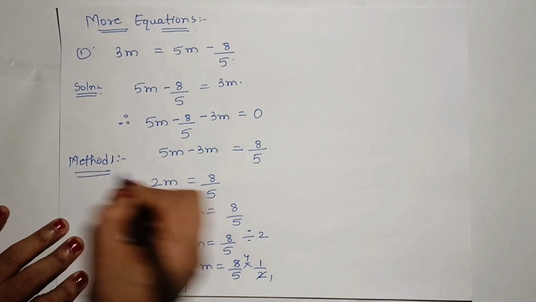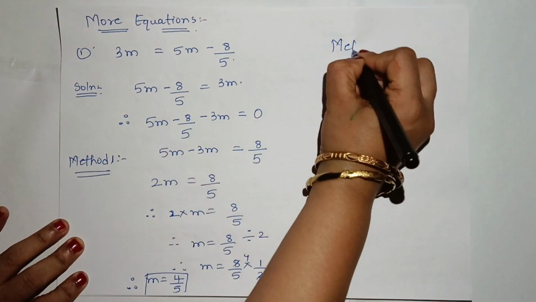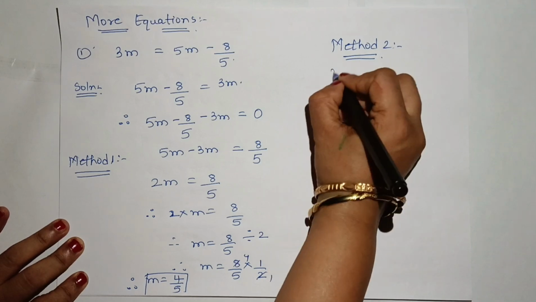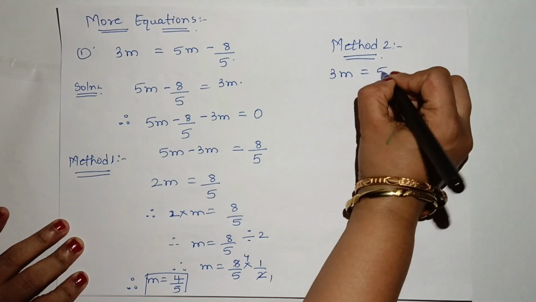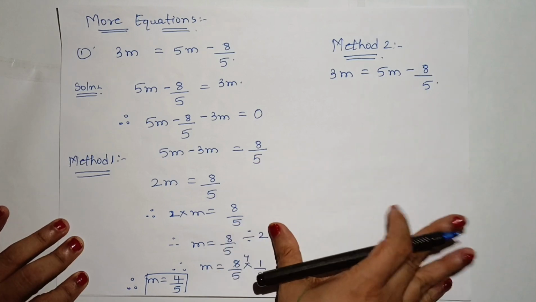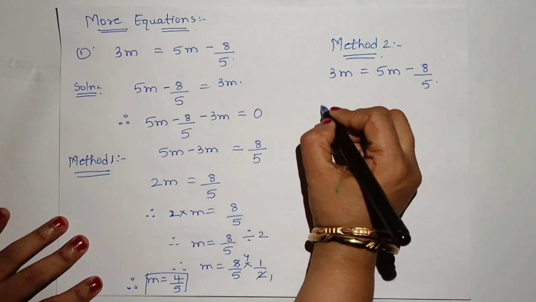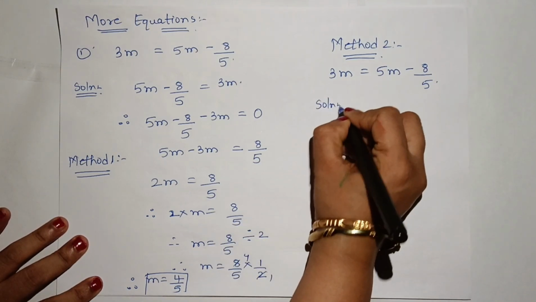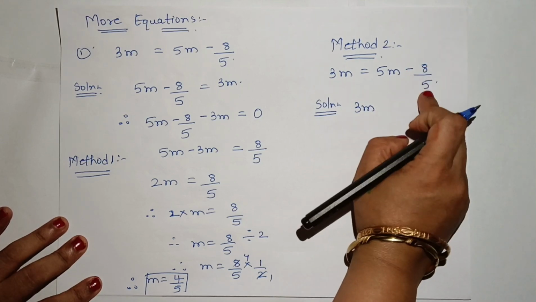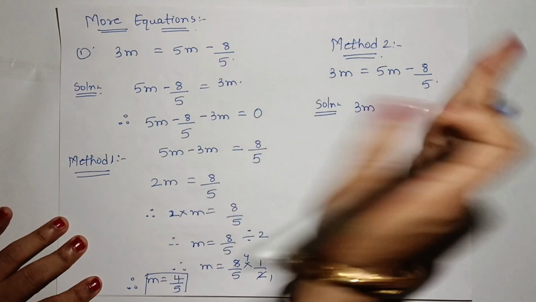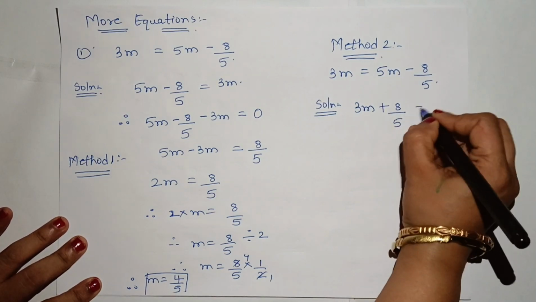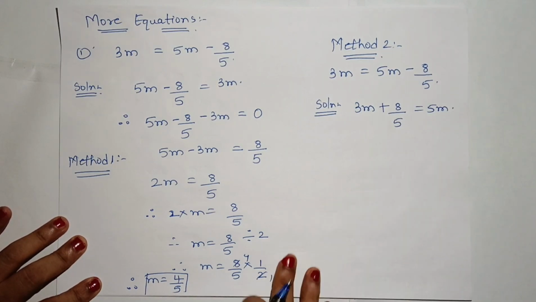Now I am going to teach you by a different method. Whichever method you want, you can follow. Are you getting? 3m equals 5m minus 8 by 5. Understand the question very clearly. Now what I'll do over here, I'll write this 3m as it is. Can I shift minus 8 by 5 to LHS? It becomes plus 8 by 5. I hope you are understanding till here.